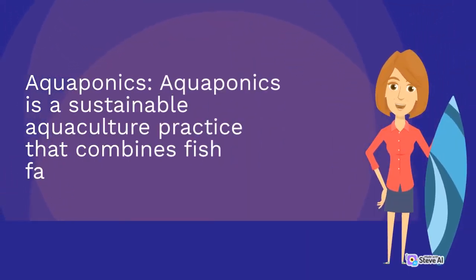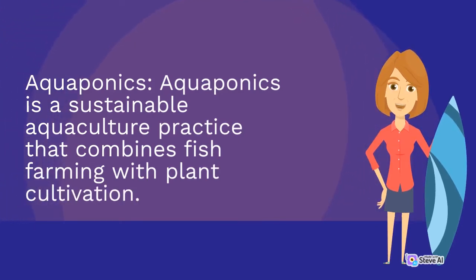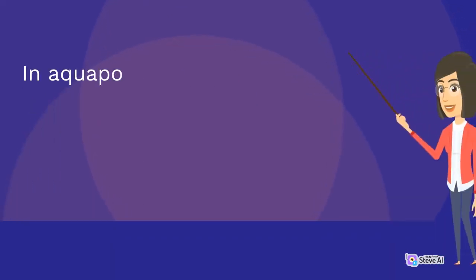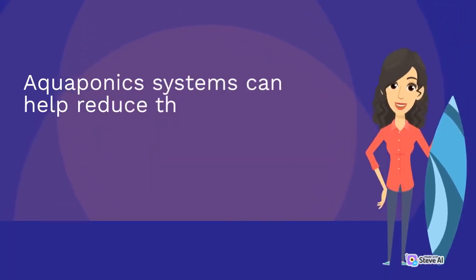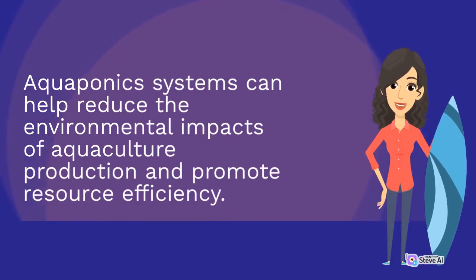Aquaponics. Aquaponics is a sustainable aquaculture practice that combines fish farming with plant cultivation. In aquaponics systems, fish waste products are used as a nutrient source for plant growth, while the plants help filter and purify the water for the fish. Aquaponics systems can help reduce the environmental impacts of aquaculture production and promote resource efficiency.